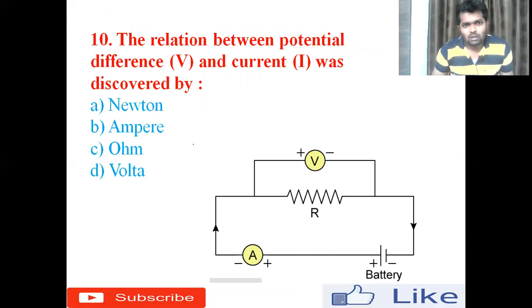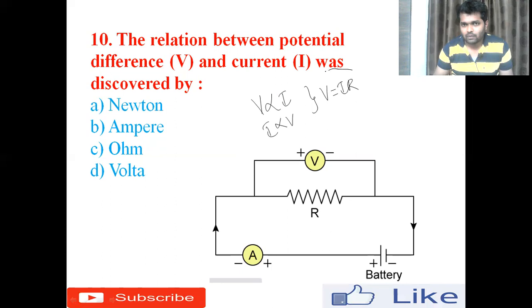10th one, the relation between potential difference and current was discovered by. As I told in the earlier cases, V is directly proportional to I, or I is directly proportional to V. So I can write it as V equals IR, right? This is the important mathematical expression for Ohm's law. So here the options are option A, Newton, option B, Ampere, option C, Ohm, option D, Volt.